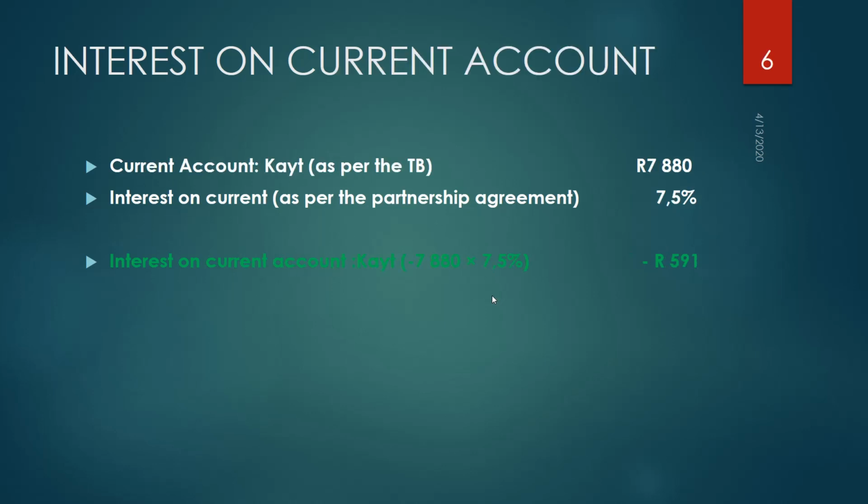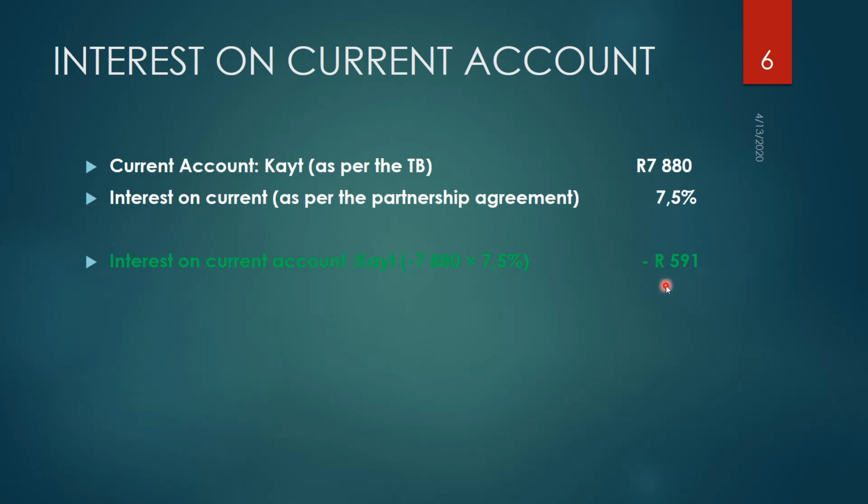The same thought process applies to the calculation of interest on current account. I'd also like to look at Kite, and please apply the same logic in determining Corey's interest on current account. The interest on current account is calculated on the given current account as per the trial balance. Remember, Kite's was on a debit side, so it would have a negative balance. So we're going to take the amount of 7,880 and apply the 7.5% as provided in the partnership's agreement.